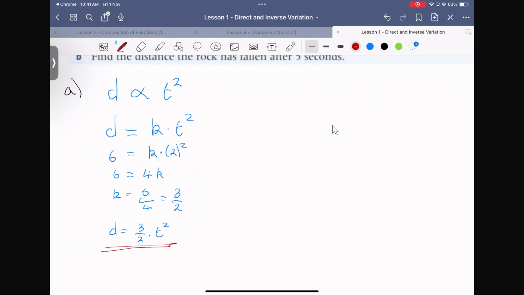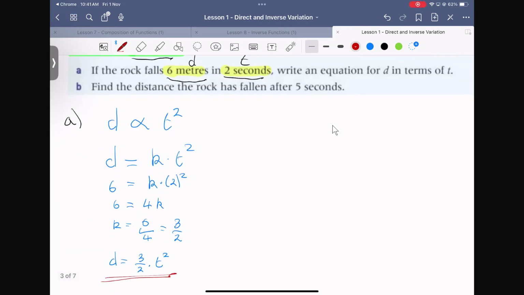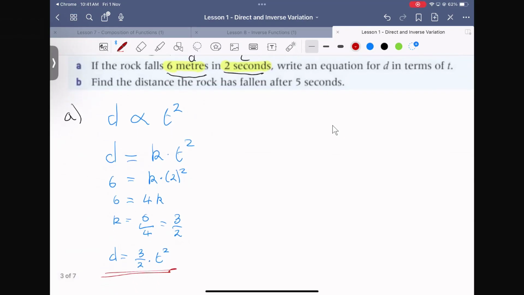So just reread the question, make sure I've done that first part. If a rock falls, write an equation for D in terms of T. That's my answer, that's my model. Now, B. The distance the rock has fallen, find the distance the rock has fallen after 5 seconds. So what we've got here in this one is we've got 5 seconds. Is this a D or a T? This is a T, time in seconds.